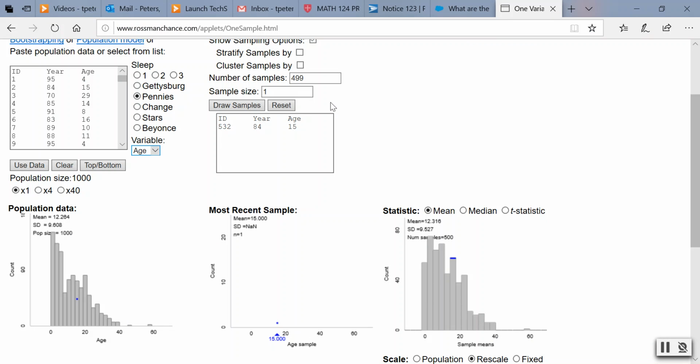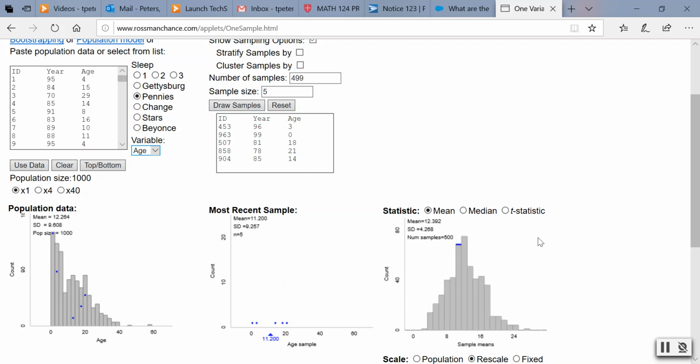Now let's do this. Let's increase the sample size to say 5. I'll start by just drawing one sample. And we get this sample of 5 pennies. The mean age among our sample is 14.2. So now let's take many more samples. We'll do a total of 500, so I'll add 499. Here's the most recent sample, and then we get the display for the distribution of the sample means.